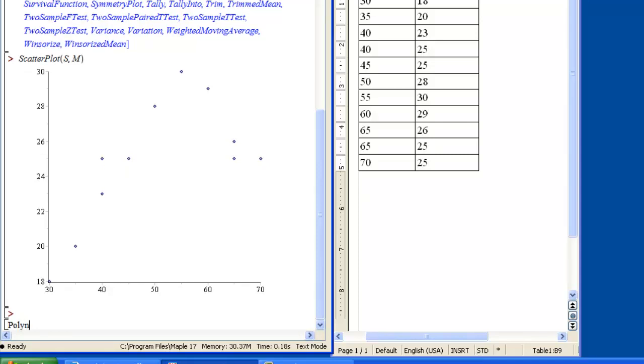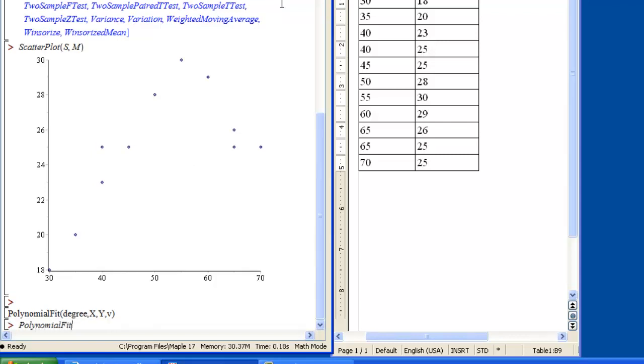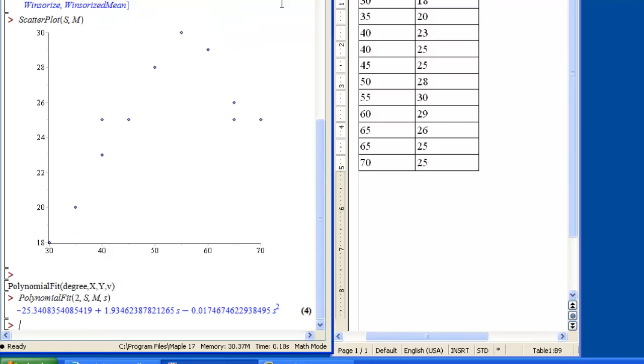The form of PolynomialFit, capital P-O-L-Y-N-O-M-I-A-L, capital F-I-T, is it takes the degree, the vector for the independent variable, the vector for the dependent variable, and whatever variable you want to use to display the polynomial. I type PolynomialFit. We want to get a quadratic equation, so that's a degree 2 polynomial. We want it to have speed as our independent variable, miles per gallon as our dependent variable, and since it's giving us a polynomial for miles per gallon in terms of s, we're going to make our variable s. If you want to have the polynomial be a polynomial in x, you would use x there instead. So there's our degree 2 polynomial that best fits this data curve.